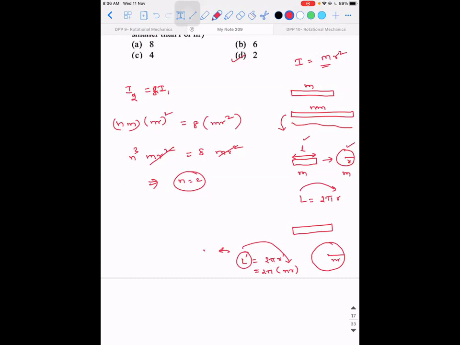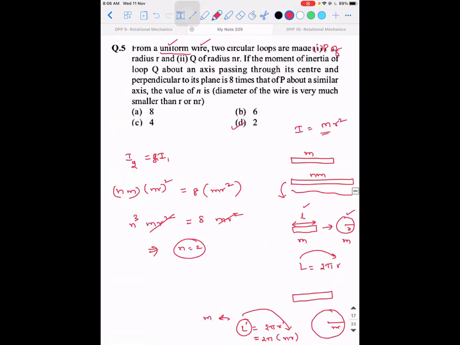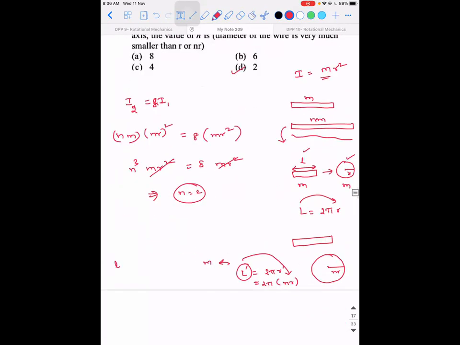But L dash is also directly proportional to mass because, why? Why is it proportional to mass? Because the wire is uniform. L dash would have actually been lambda times. So you're able to understand. L dash is actually directly proportional to its linear density. Linear density itself is dependent on mass. So L dash is directly proportional to m and L dash is directly proportional to nr. So from that I can conclude that the mass will also get n times.